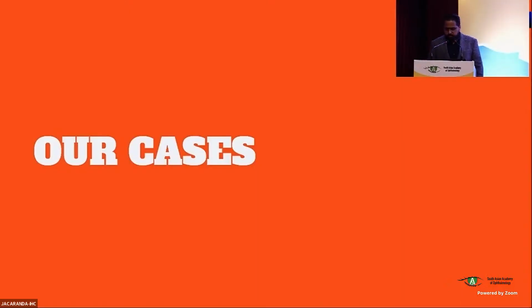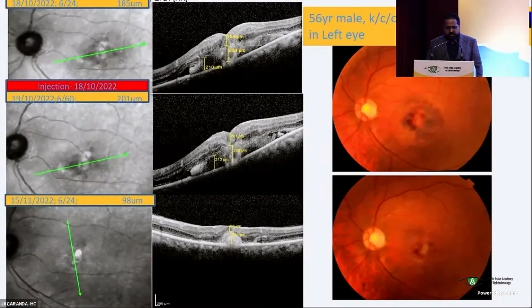Now coming to the OCTs of the patients. This is a patient having an active CNVM. This was a pre-treatment, the first slide. The second was after the first injection. This was after the second injection. And you can see that there is a significant reduction in the subfoveal blood as well as the fluid.